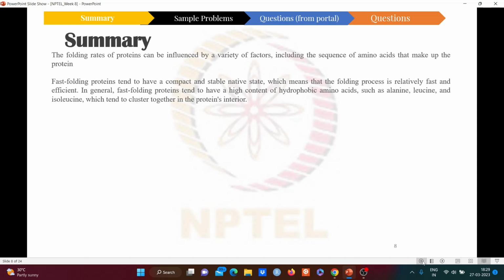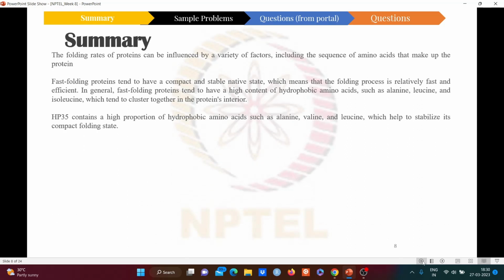Fast folding proteins tend to have a compact and stable native state, which means that the folding process is relatively fast and efficient. In general, fast folding proteins tend to have a high content of hydrophobic amino acids such as alanine, leucine, and isoleucine, which tend to cluster together in the protein's interior. These hydrophobic interactions help to stabilize the protein's native state and promote rapid folding.